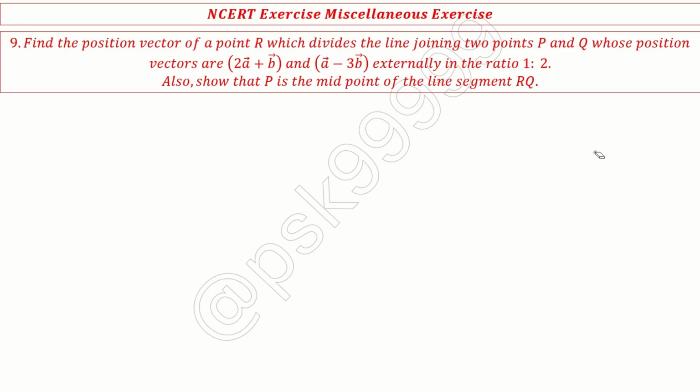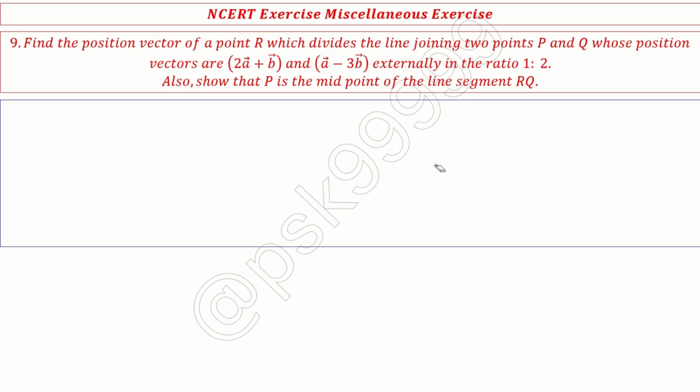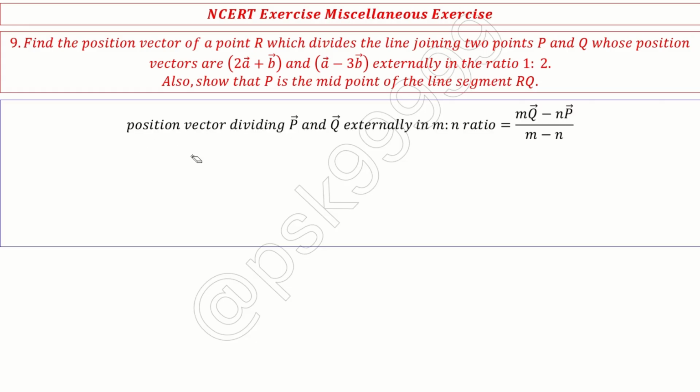Next. Find the position vector of a point R which divides the line joining two points P and Q, whose position vectors are given here, externally in the ratio 1 is to 2. Also show that P is the midpoint of the line segment RQ. This is simple, you just put the values properly. The position vector dividing P and Q externally in the ratio m is to n is this. This is the formula.